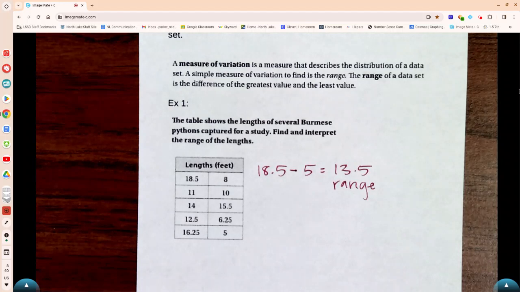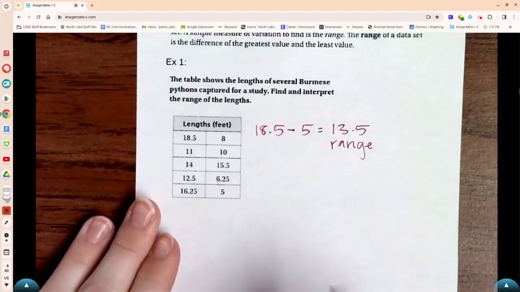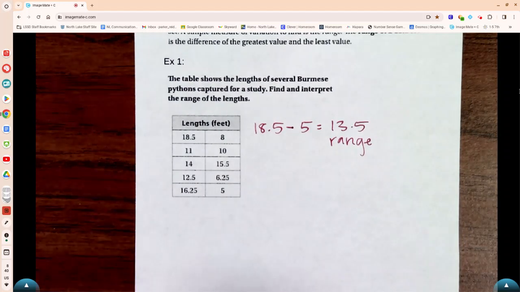But what does it mean? Because that's the whole point of this chapter, is not just to be able to do these calculations, but then to talk about what this is telling you about your data. What the range tells you is how spread out or how varied the data is.